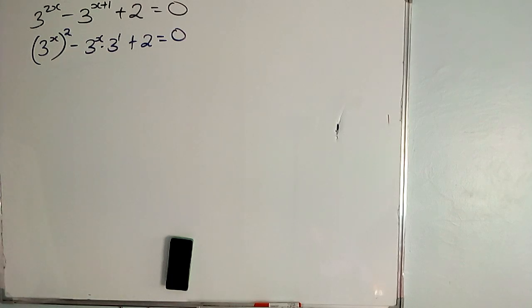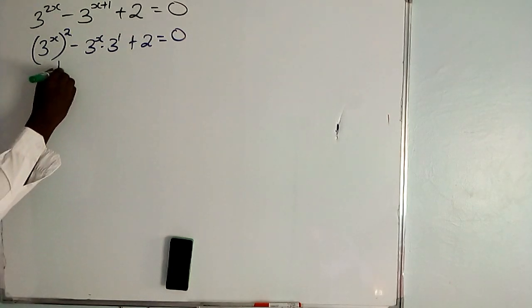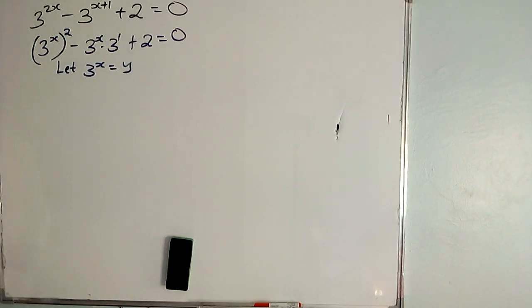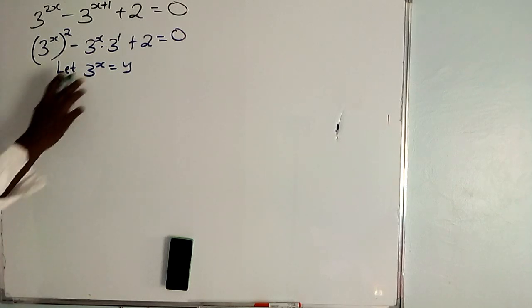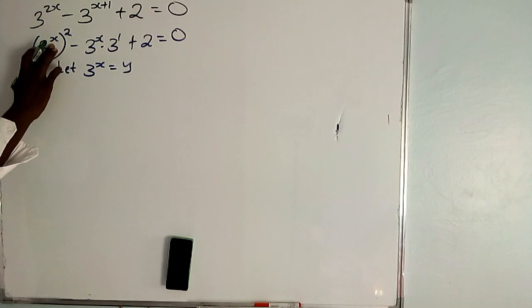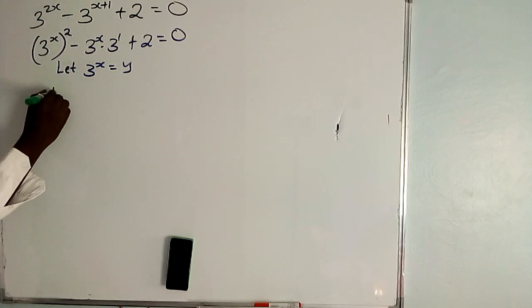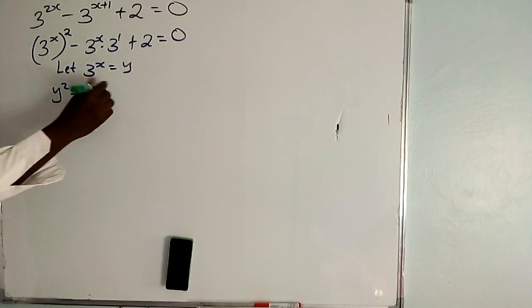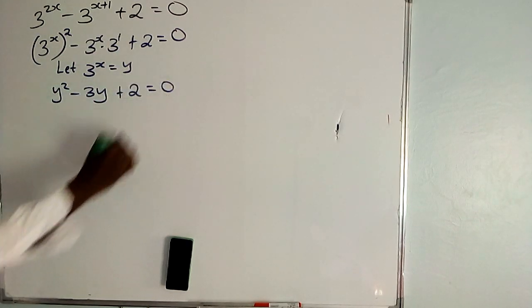Now, if you look at that problem, you can see the unknown x is in power form. You cannot solve the unknown in power form using quadratic, isn't it? So it means we let that 3 raised to power x be y, because it is a quadratic problem and we cannot solve the unknown power using the quadratic formula. So here we now have y squared minus, this is y times 3, that is 3y, plus 2 is equal to 0.